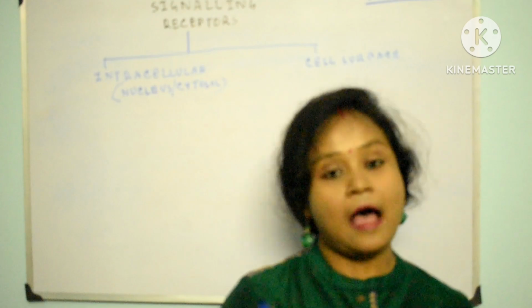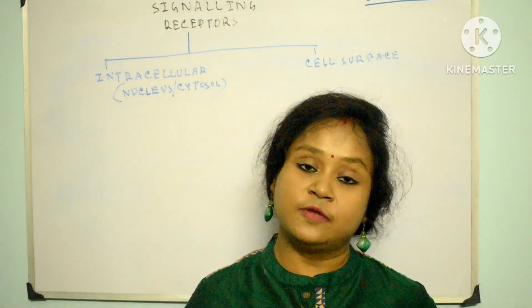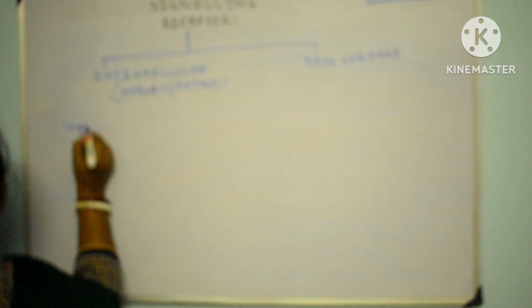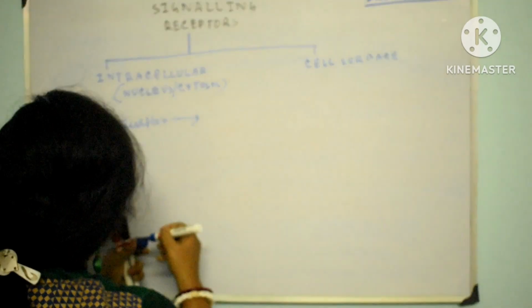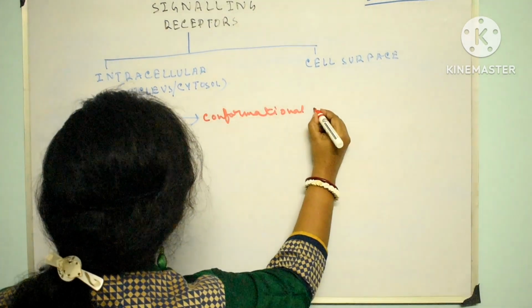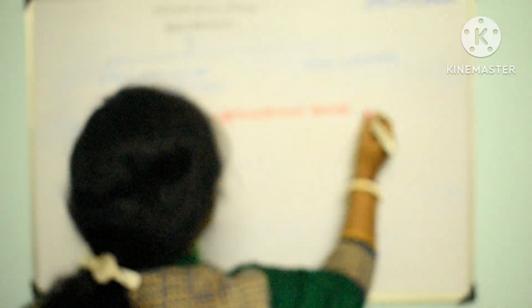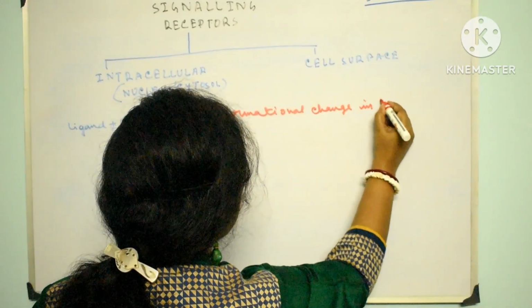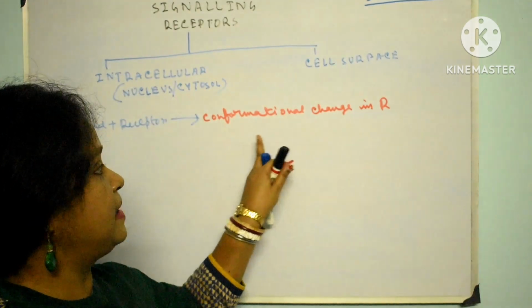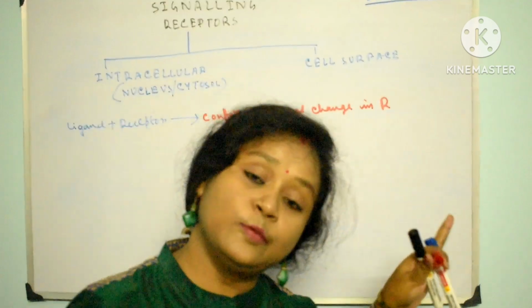Normally receptors are chemically protein or glycoprotein in nature. They bind to signal molecules. When a ligand binds to a receptor, what happens? A conformational change, a structural change, will occur in the receptor after binding with the ligand.